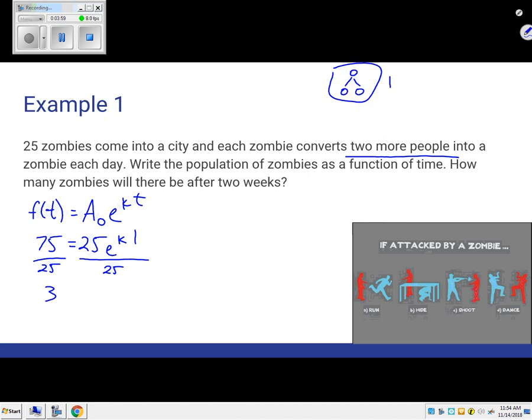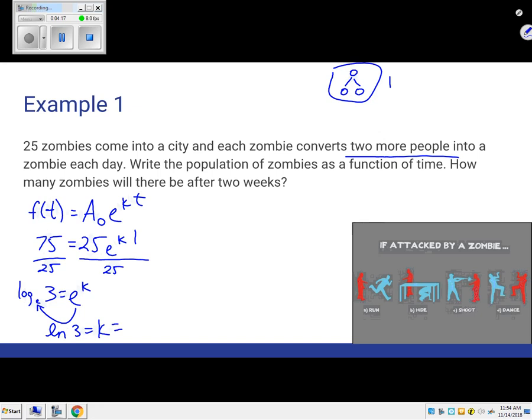This gives me 3 equals e^k. K times 1 is just k. I'm going to convert this to a logarithmic expression. So the e comes over, it's going to go underneath the log on this side. Well, that just gives me natural log of 3. That is my k.